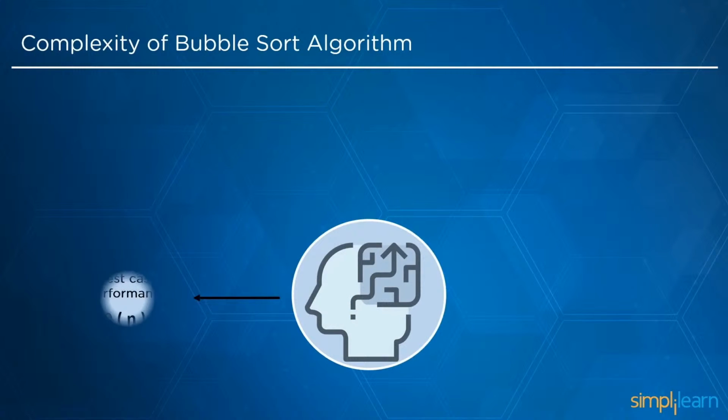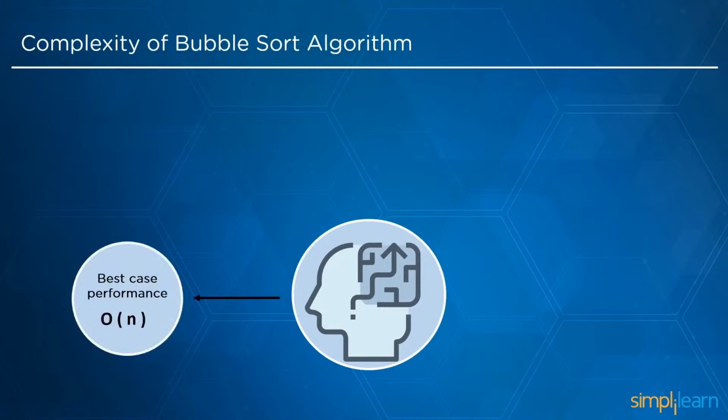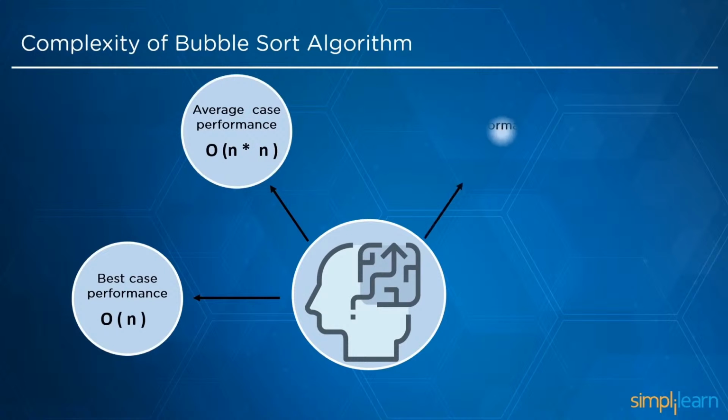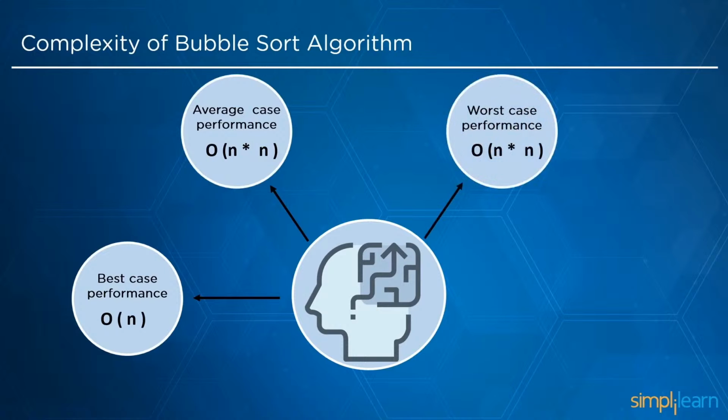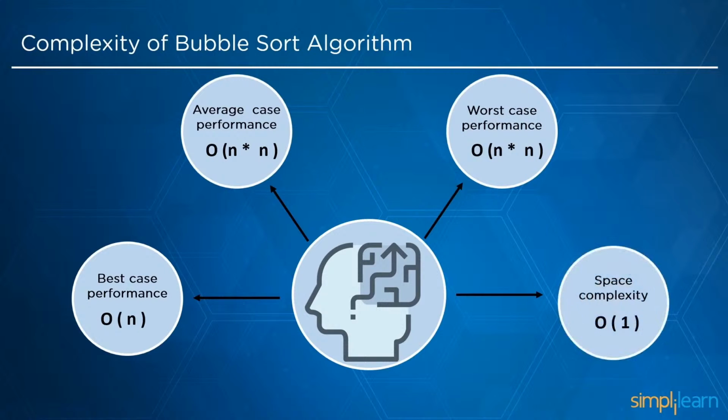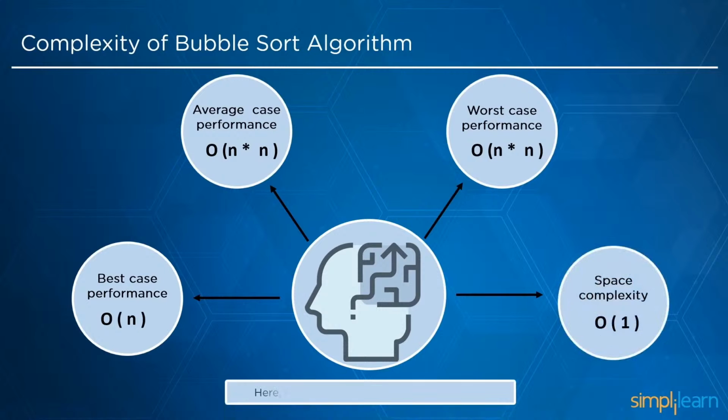The best case of the bubble sort algorithm is big O of n, where n is the number of elements being sorted, and worst and average cases of the bubble sort algorithm are big O of n squared, and lastly, the space complexity of the bubble sort algorithm is big O of 1. Here, n is the number of data elements being sorted.